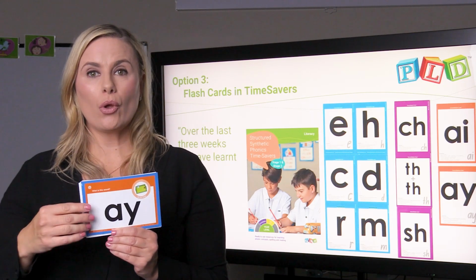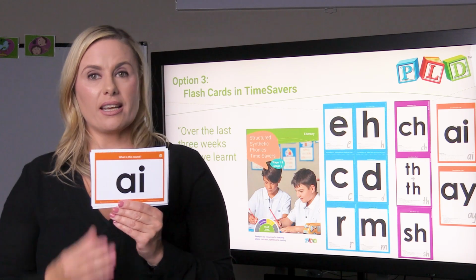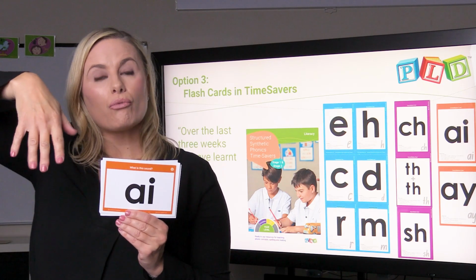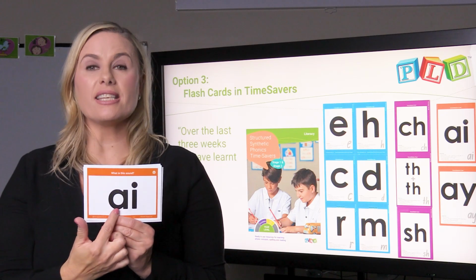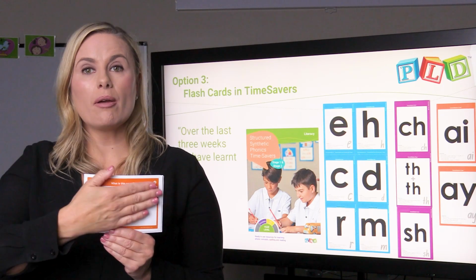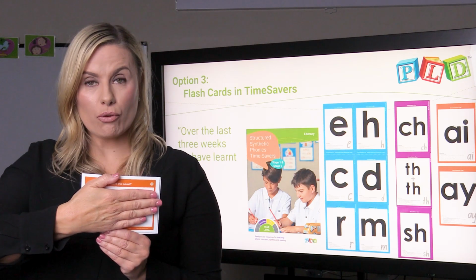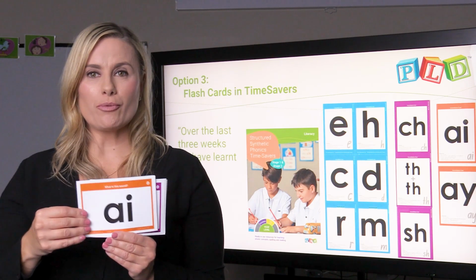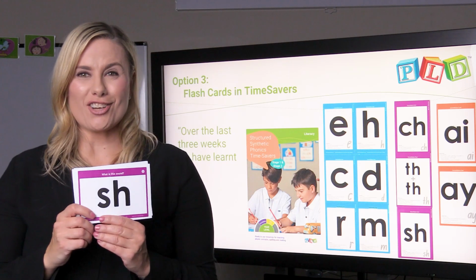Check. We've also been revising "ai" of rain. Where may I find this digraph sound? In the middle of a word. Pick up your whiteboard markers and write "ai" of rain. Go. Check. Group 2, we've also been revising digraph sounds.